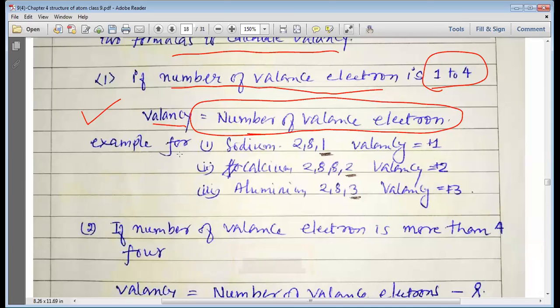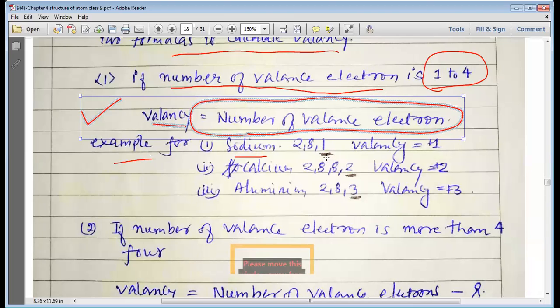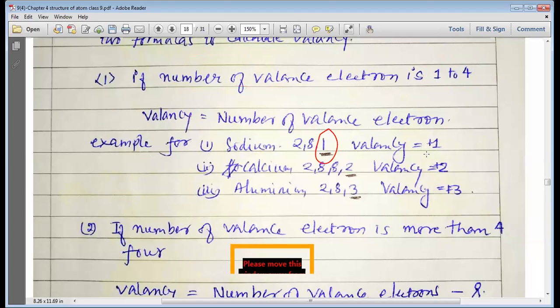Let us study with an example. Sodium has electronic configuration 2, 8, 1. So 1 is the outermost shell, and in the outermost shell we have 1 electron, and that is why the valency of sodium is 1. If we look at calcium, the electronic configuration is 2, 8, 8, 2. So the outermost shell has 2 electrons. So there are 2 valence electrons, and that is why the valency of calcium is 2.